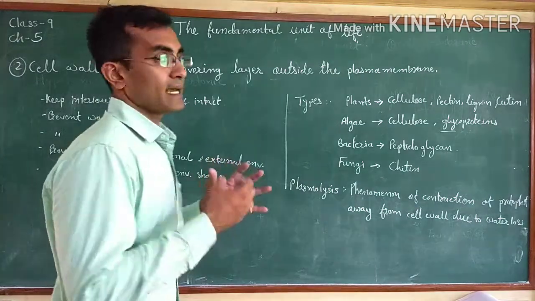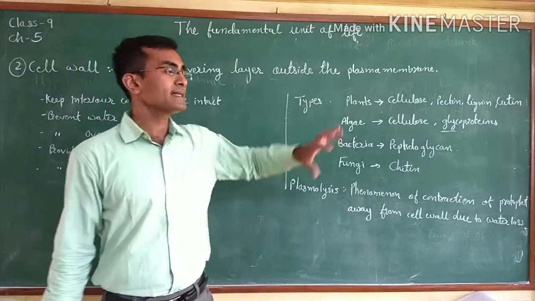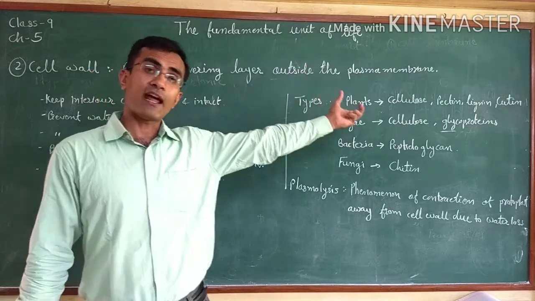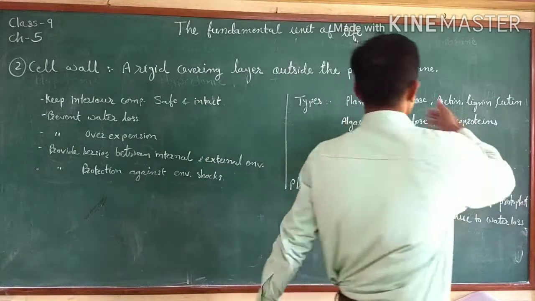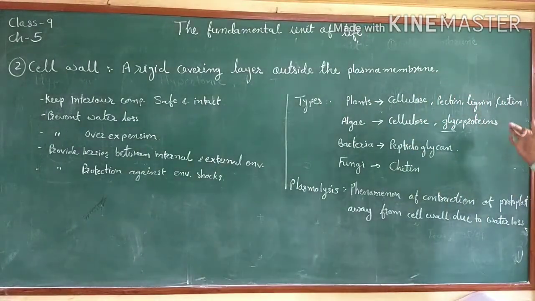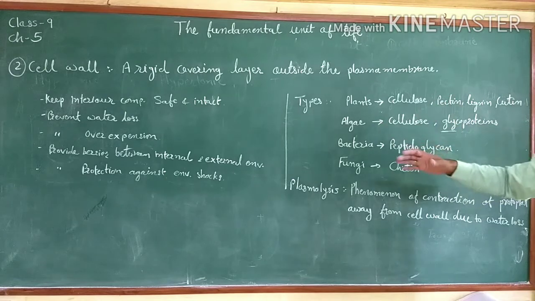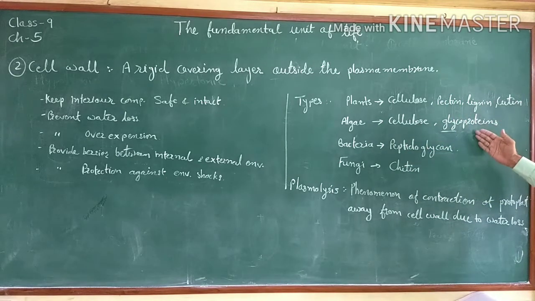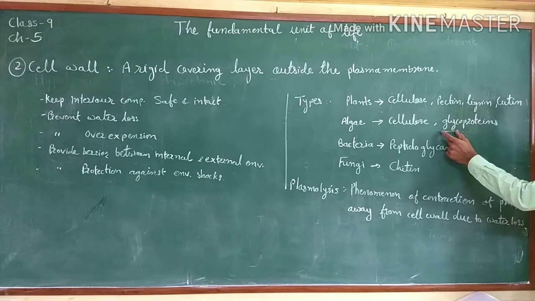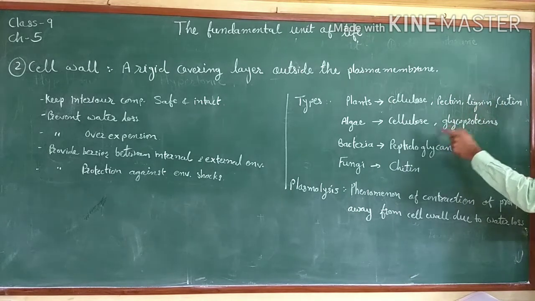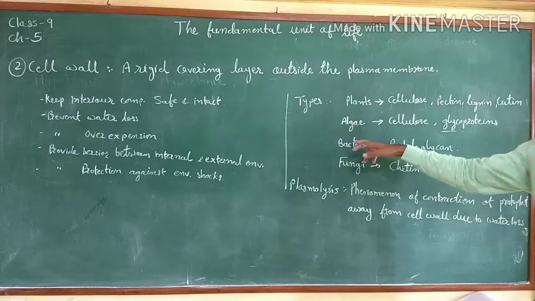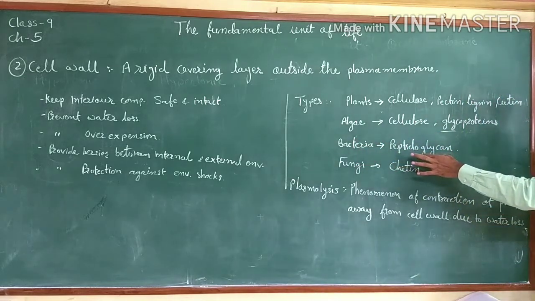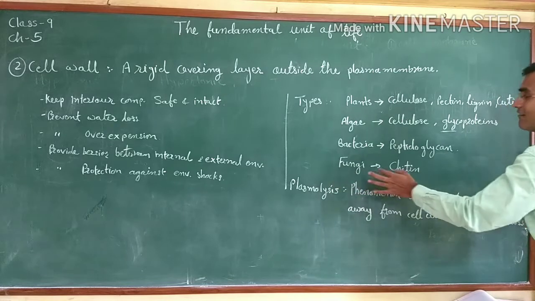Again, the same thing, as I said, cell walls are of different types in different organisms. In plants, the cell wall is made up of cellulose, pectin, lignin and cutin. In algae, the cell wall is made up of cellulose and glycoprotein. Here the word glyco is related with carbohydrate or sugar. When a sugar molecule binds with a protein, this is called a glycoprotein. Bacteria have peptidoglycan. Fungi have chitin.